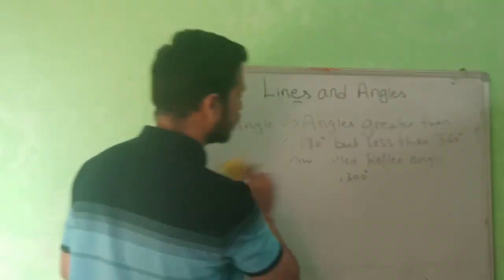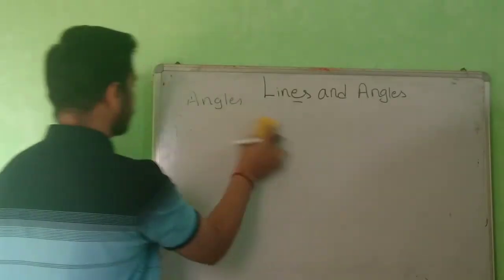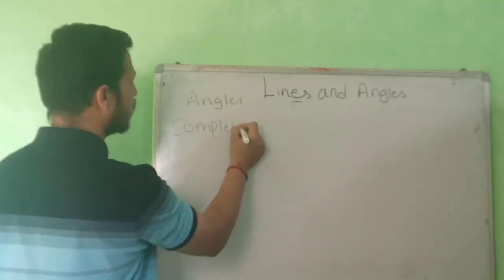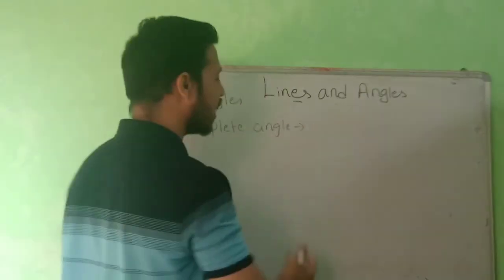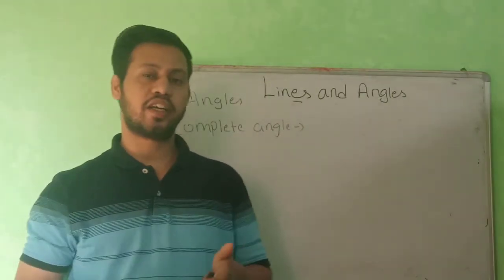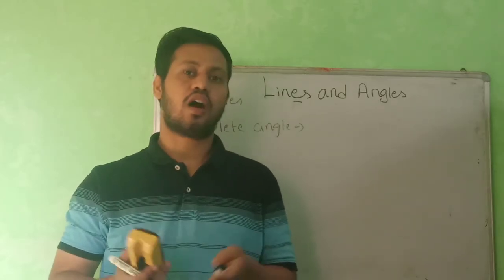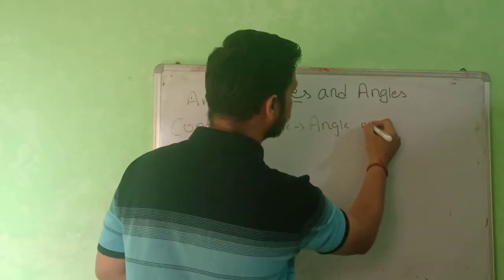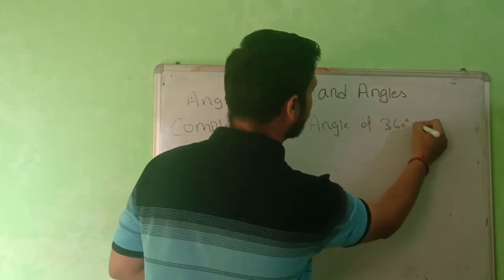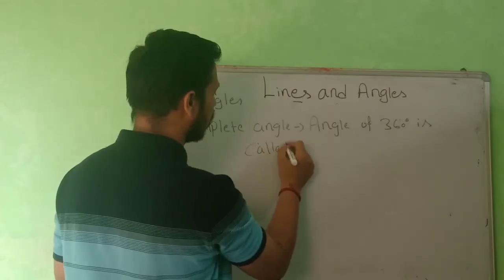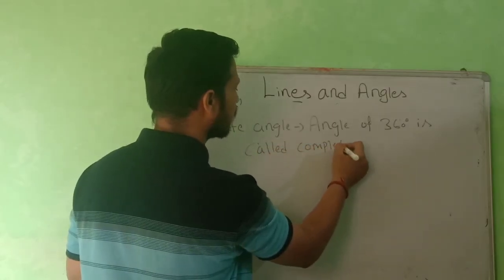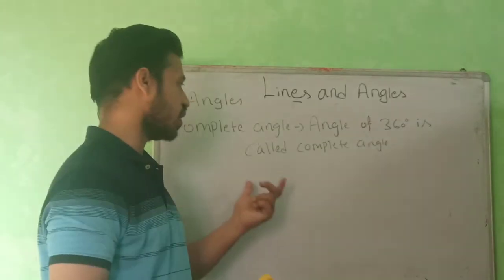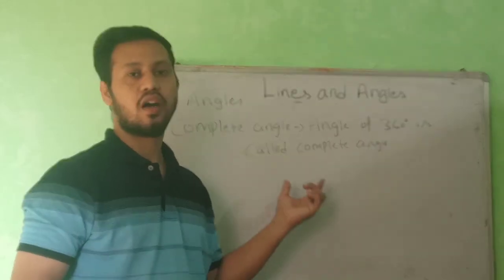Now, after this, complete angle. What is a complete angle? A complete angle is of 360 degrees. Any angle which is of 360 degrees is called a complete angle. Simply it will be one full angle, called a complete angle.